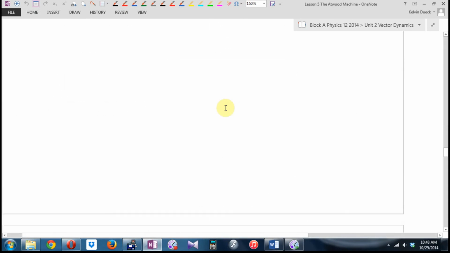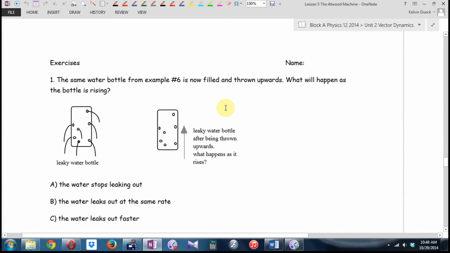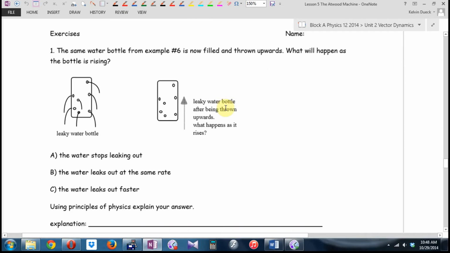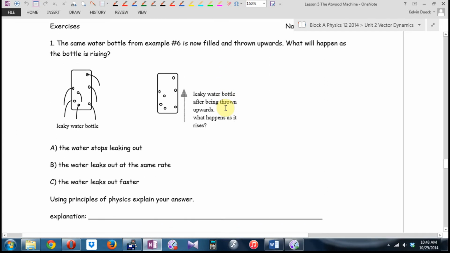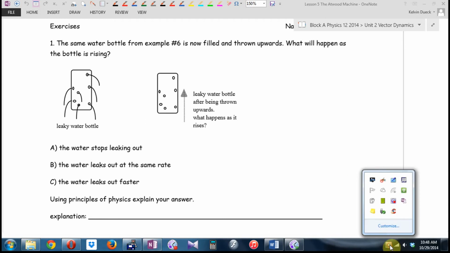I think it's the number 1 from your homework is what I'm talking about. So if I fill that same water bottle and I throw it upwards, what do you think? A, B, C, or there is no D this time for some reason. Anyways. Okay. Put a star next to what you think the correct answer is. And then we're going to do the experiment.